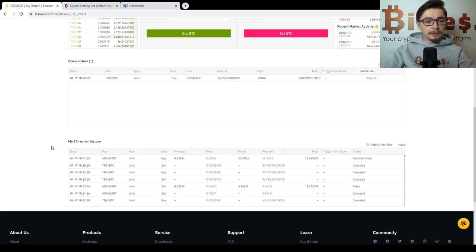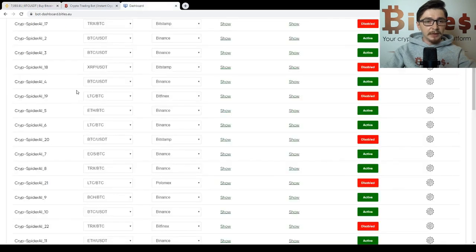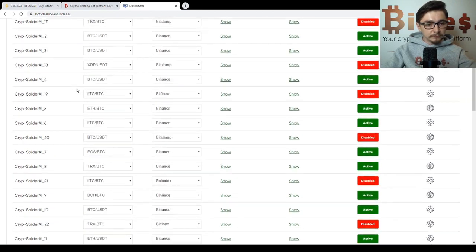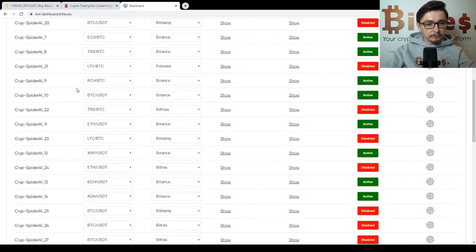Okay, and now let's go to the control panel of our bots and find the bot that operates with the ADA to USDT pair at Binance Exchange. So here it is, it's the 14th bot that operates with this pair, so let's open its history of orders and find this trade there as well.